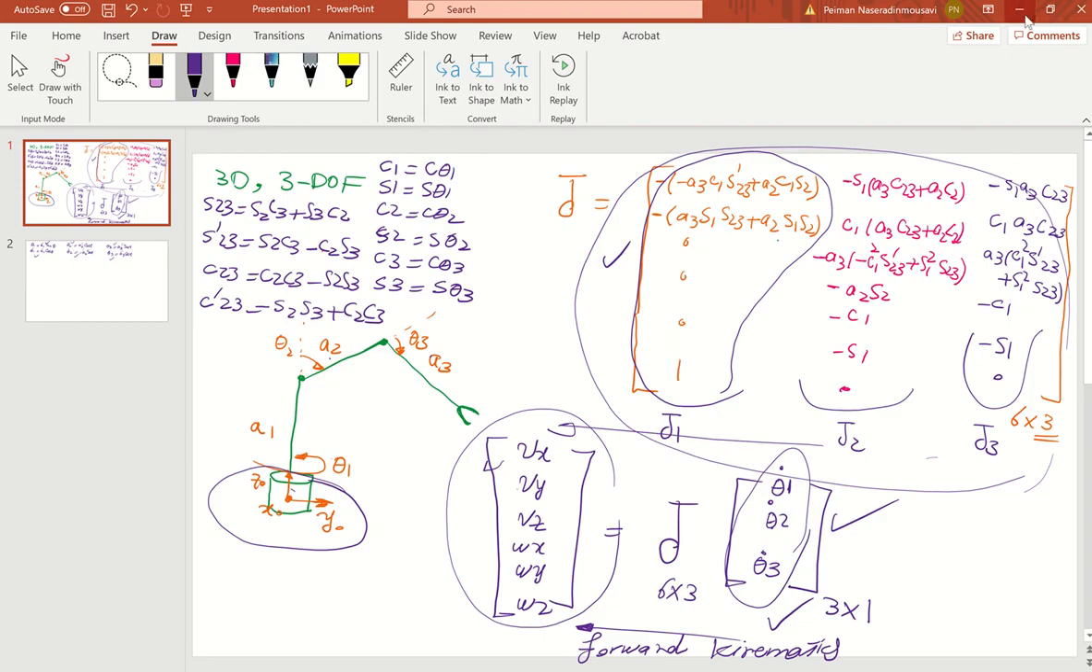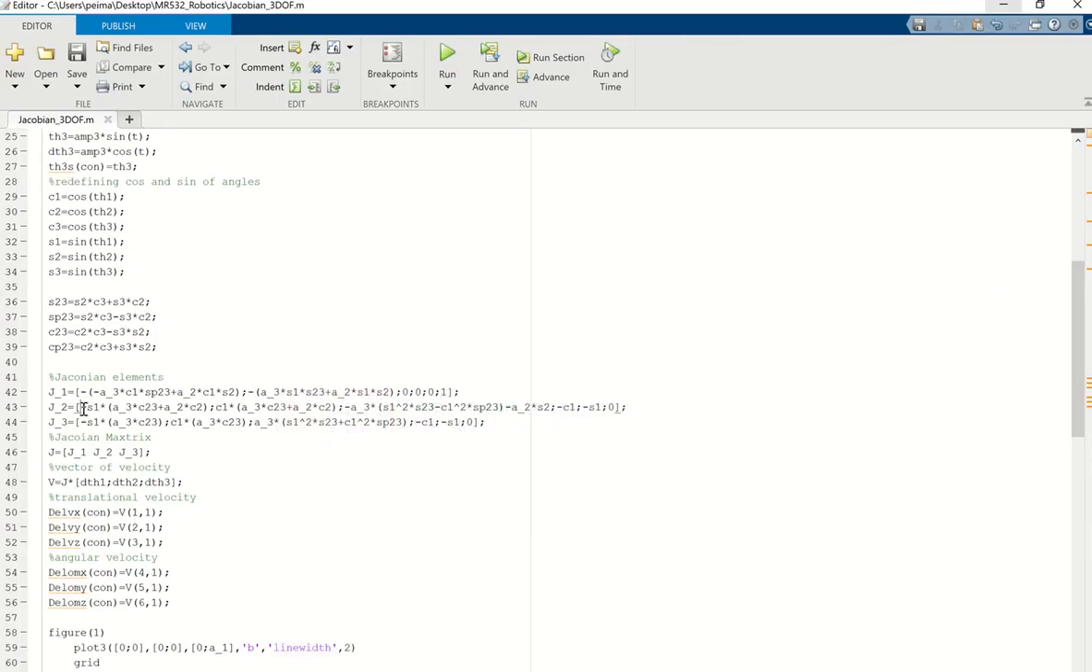Here we go. Now let's go to J2, because I'm double checking with you at the same time. Minus S1 A3 cosine 23 plus A2 cosine 2. Now cosine 1 times A3 cosine 23 plus A2 cosine 2, minus A3 sine 1 squared sine 23, minus cosine 1 squared S prime 23, right?